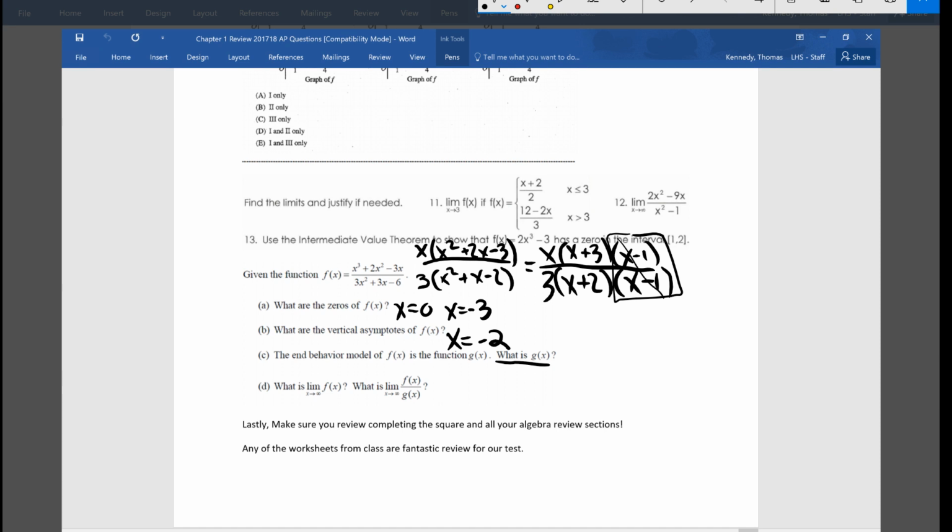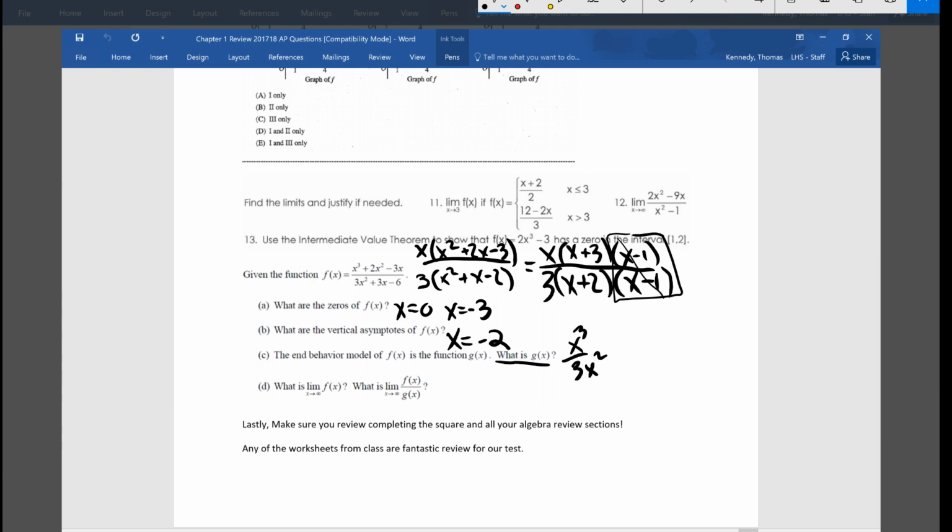So an end behavior model is just what does the function look like as we go out to infinity. The power on top is bigger than the power on the bottom in this, and if we just look at the biggest powers, which is how you do end behavior, you look at limits at infinity, so you look at the biggest powers. You just look at x cubed over 3x squared.